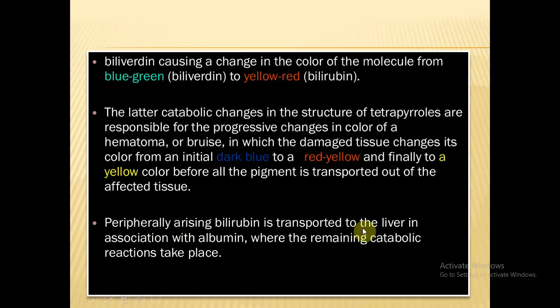Peripherally arising bilirubin is transported to the liver in association with albumin, where the remaining catabolic reactions take place. So bilirubin is basically insoluble in water, and it has to be carried by something which can transport it to the liver, because the conjugation and excretion of bilirubin take place in the liver. So all of the bilirubin which is produced anywhere in the body has to be transported to the liver, and is transported bound to albumin.